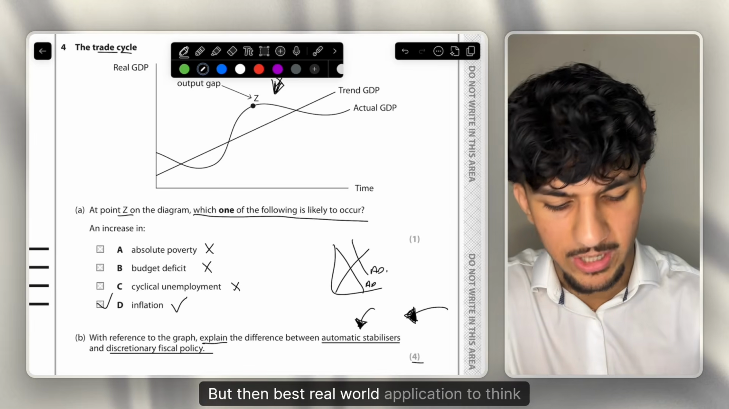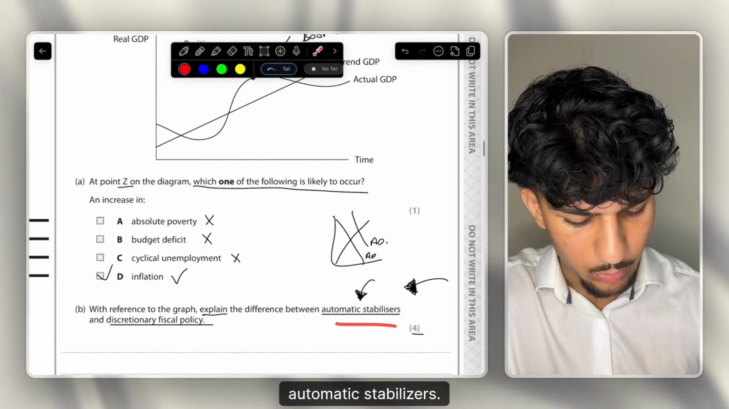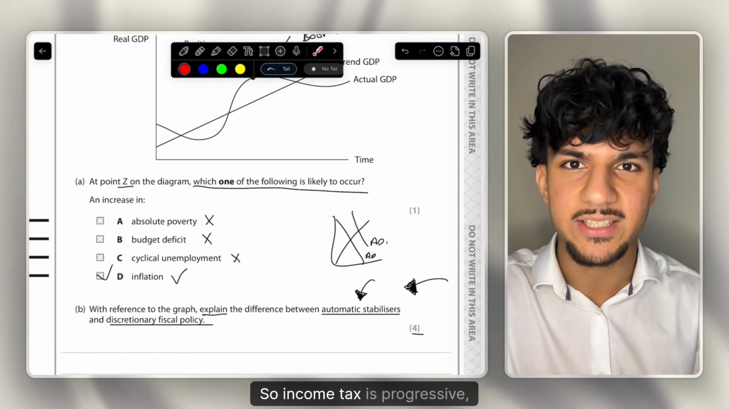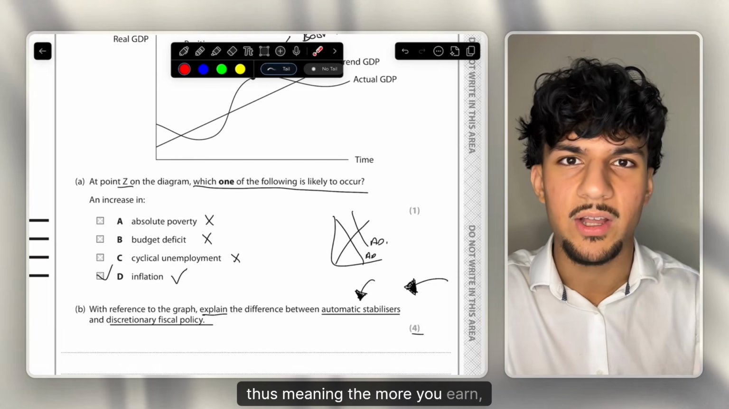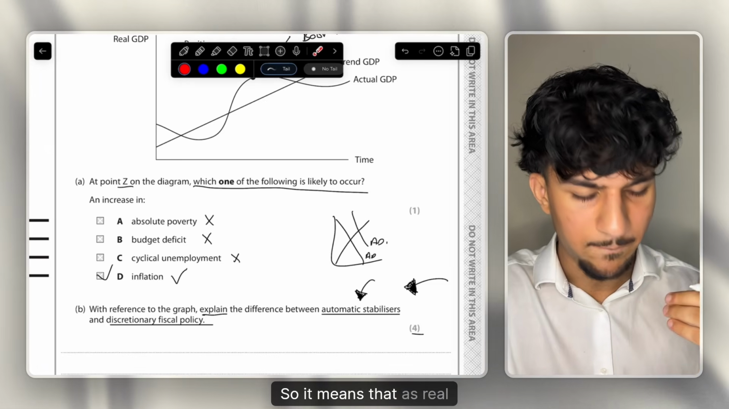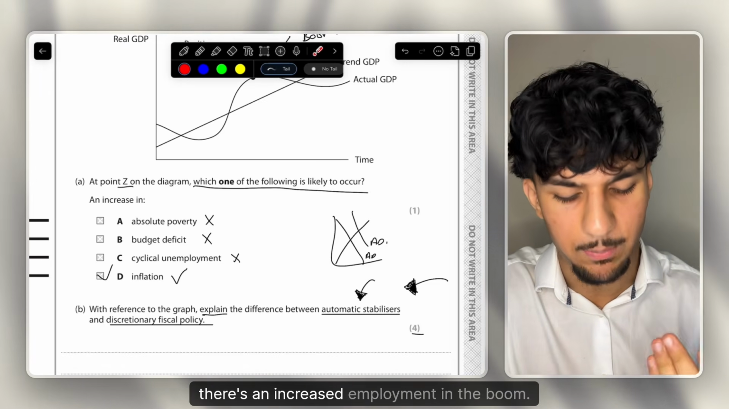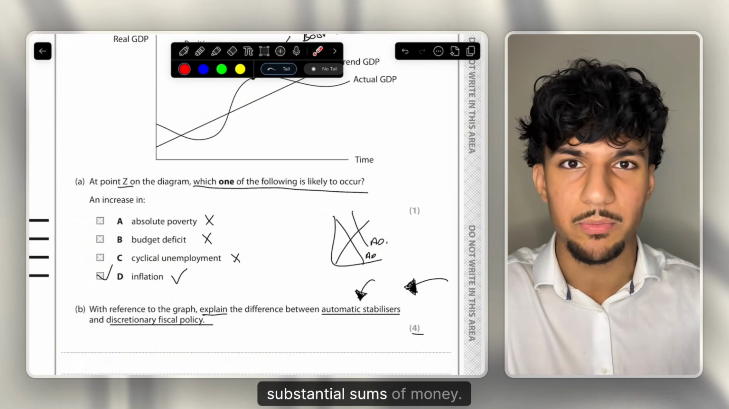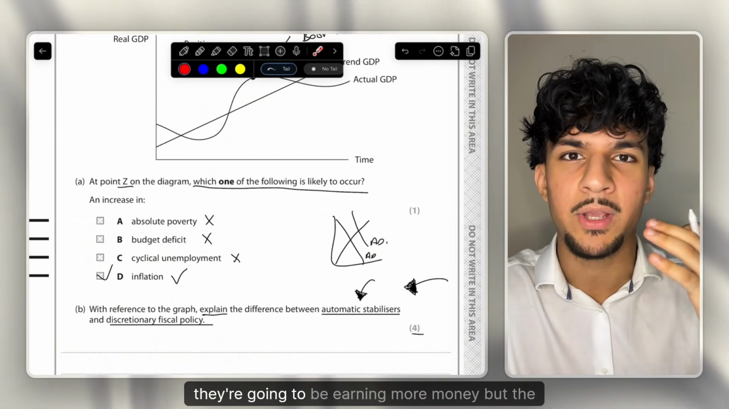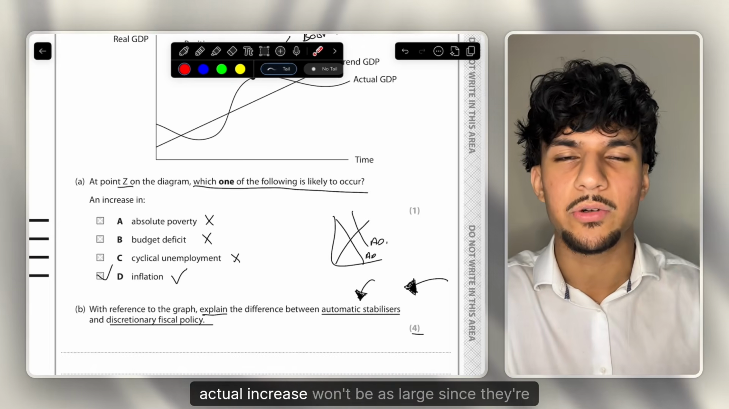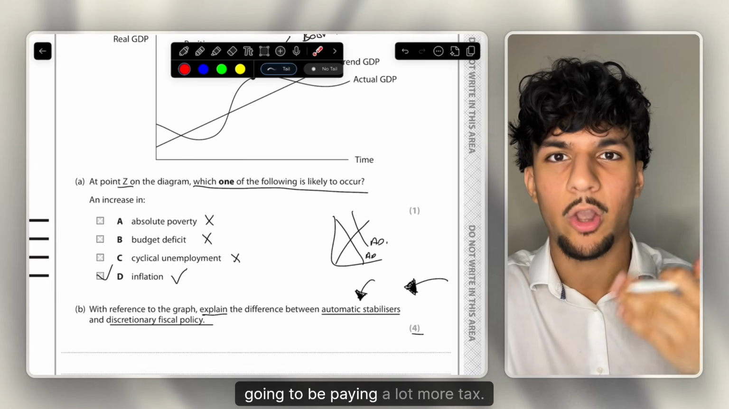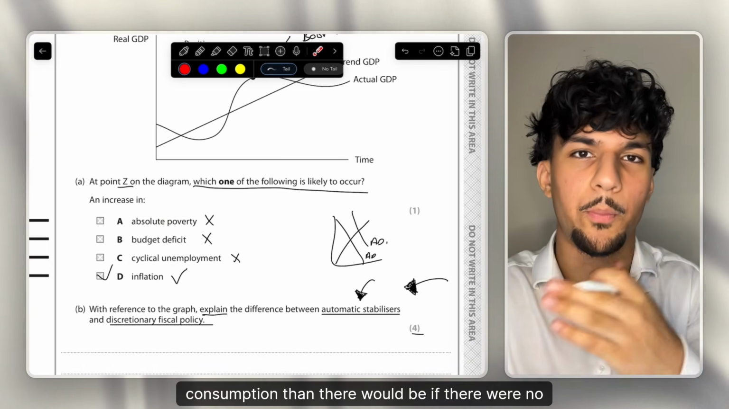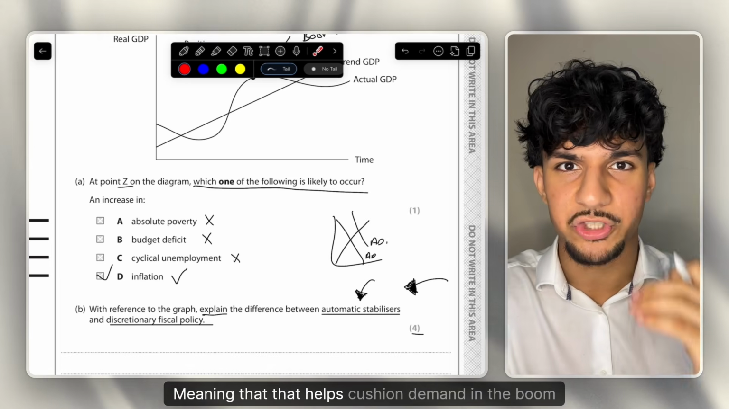But then, the best real world application to think about this is automatic stabilizers. Where can we see them cushioning demand in the boom? Of course, our income tax rates. So our income tax is progressive, meaning the more you earn, the more tax you pay. So as real GDP is increasing, there's increased employment in the boom. It doesn't just mean people are gaining substantial sums of money. Yes, they're going to be earning more money, but the actual increase won't be as large since they're going to be paying a lot more tax. That therefore means there's a lesser increase in consumption than there would be if there were no progressive income tax rates, meaning that helps cushion demand in the boom.